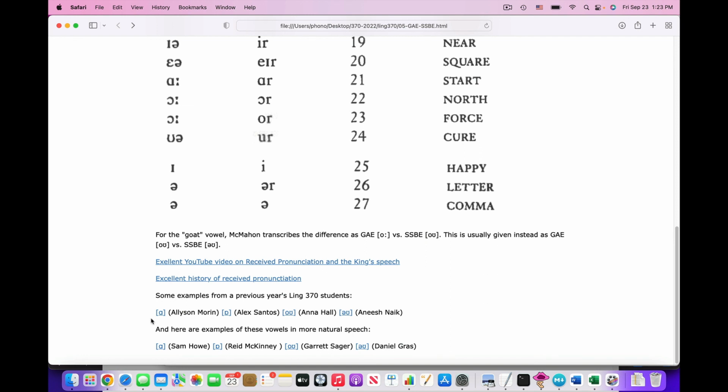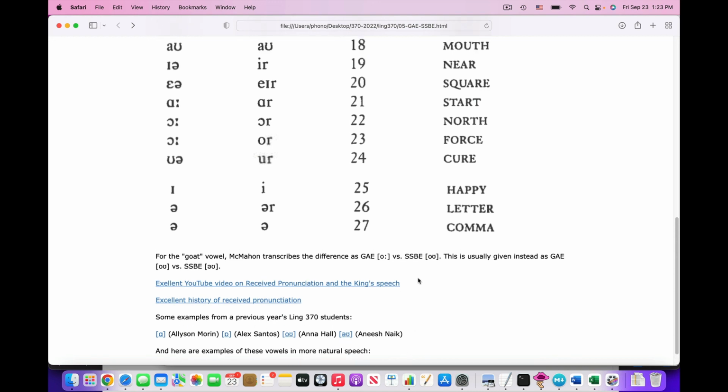Finally, we'll be doing an exercise where you're looking for examples of the different vowels across these varieties. And I've given you examples here of some of the vowels, examples that students in past instances of 370 found.